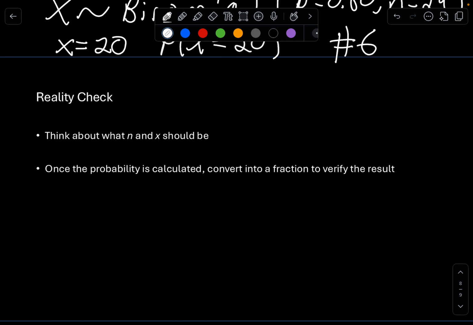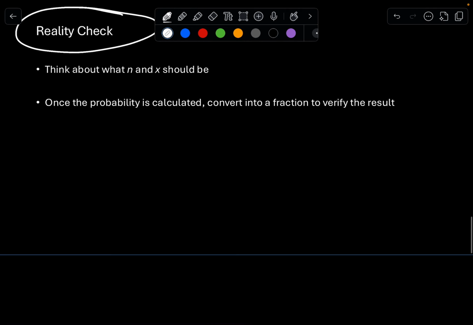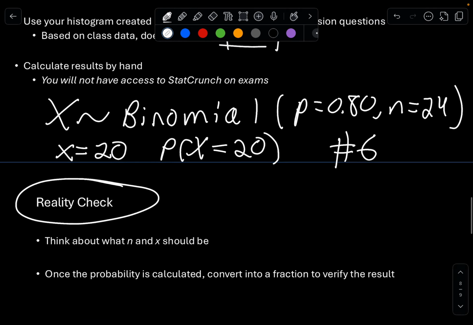Okay, and then for the reality check, this one's a little bit maybe trickier than some of the other reality check questions. Think about what N and X should be. So I'll let you read this on your own. And you might have to do some conversions into a fraction to verify the result. And your lab instructor can help you with this if you need. This one's a little bit trickier. Once you get to the reality check, this one takes a little bit more thinking than some of the other reality check questions. Alrighty, that's the end of this video.